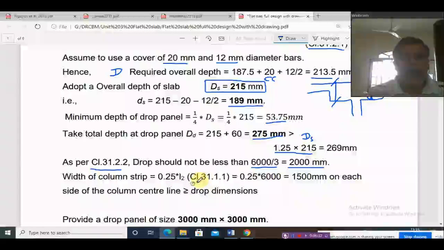As per clause 31.1.1, the width of the column strip should be 0.25 L2. 0.25 L2 is the width of the column strip.